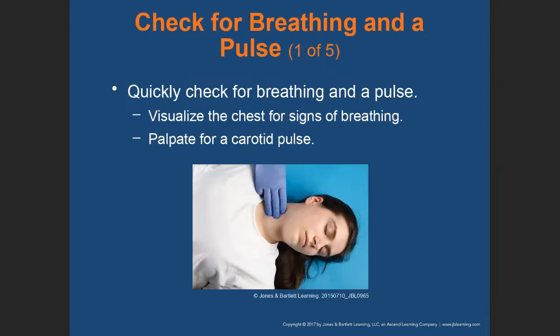Right, check breathing and pulse. So simultaneously, check for breathing and pulse. Quickly check for breathing and pulse. Visualize the chest for signs of breathing. Palpate for the carotid pulse in your adult and child population. If it's an infant, then it's a brachial pulse. No less than 5 seconds, no greater than 10 seconds.